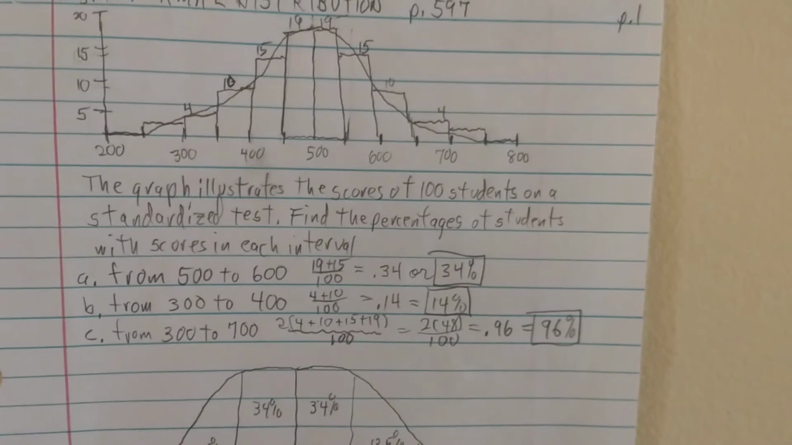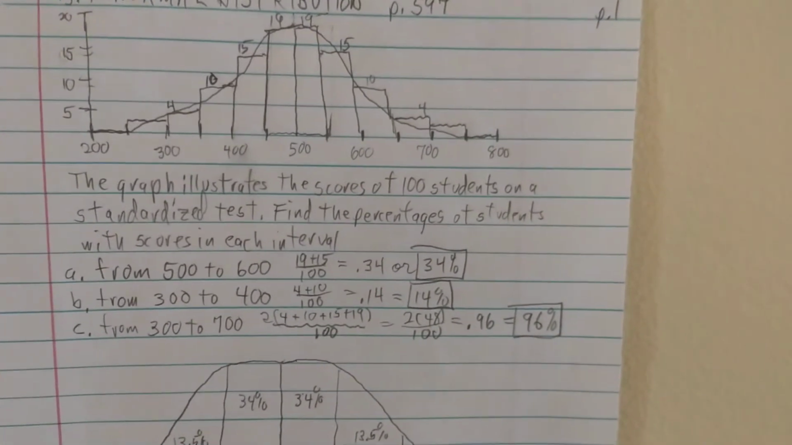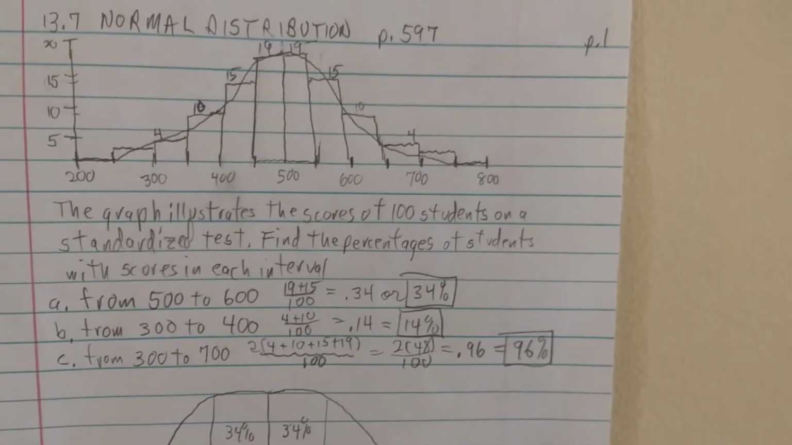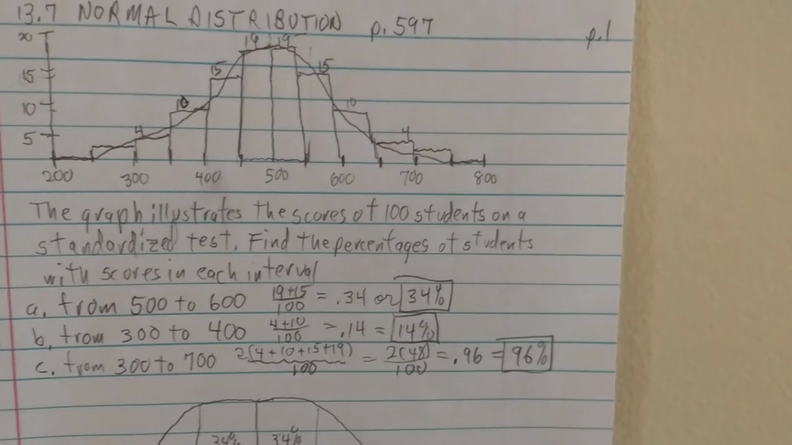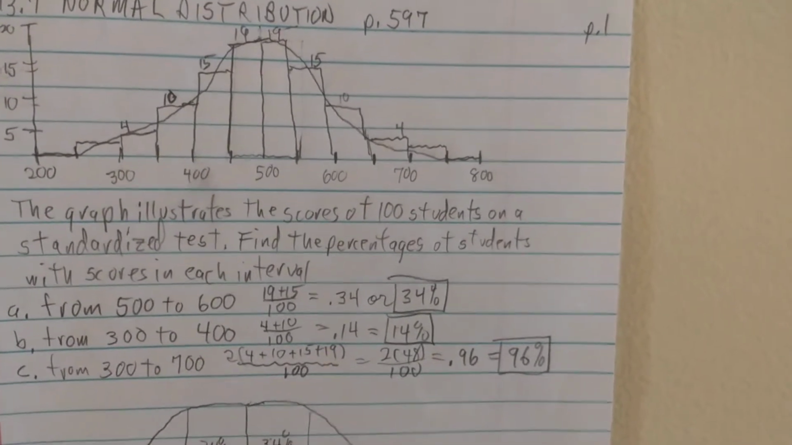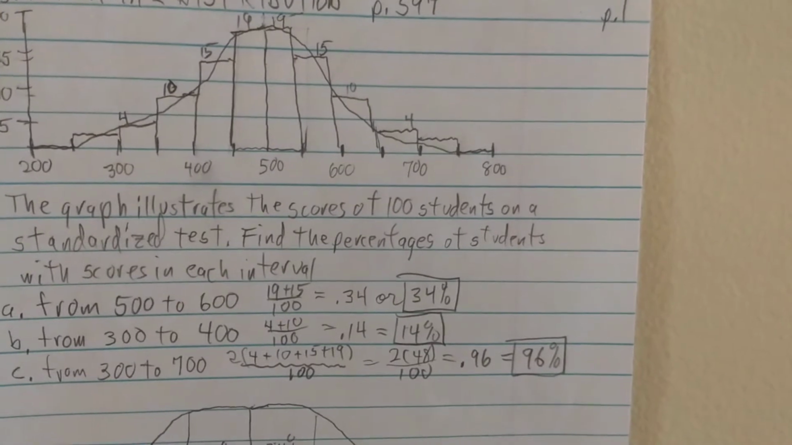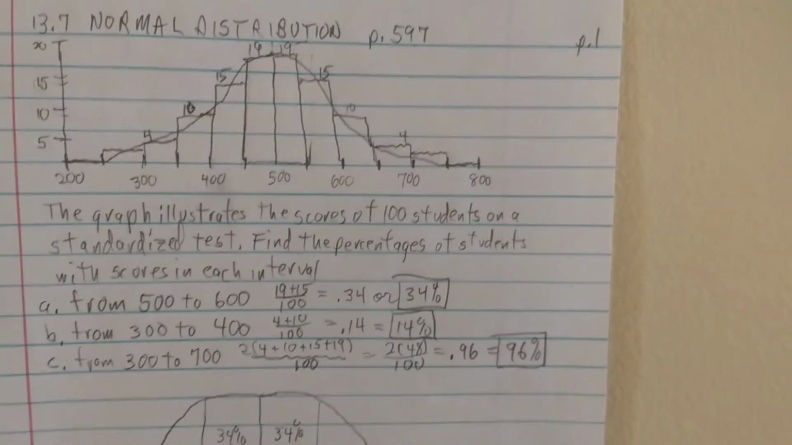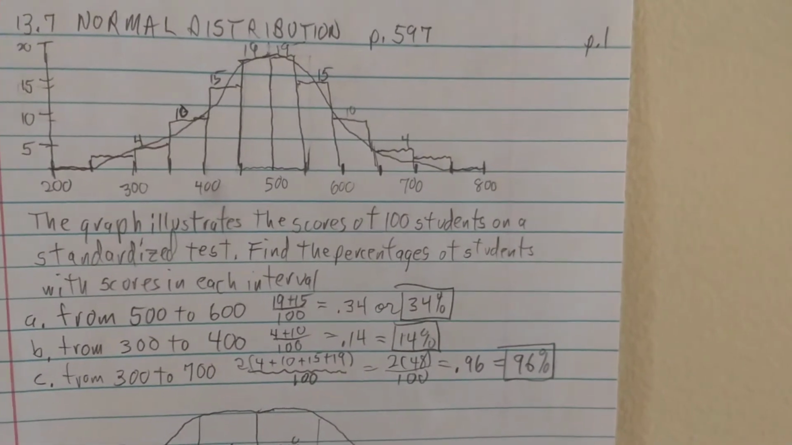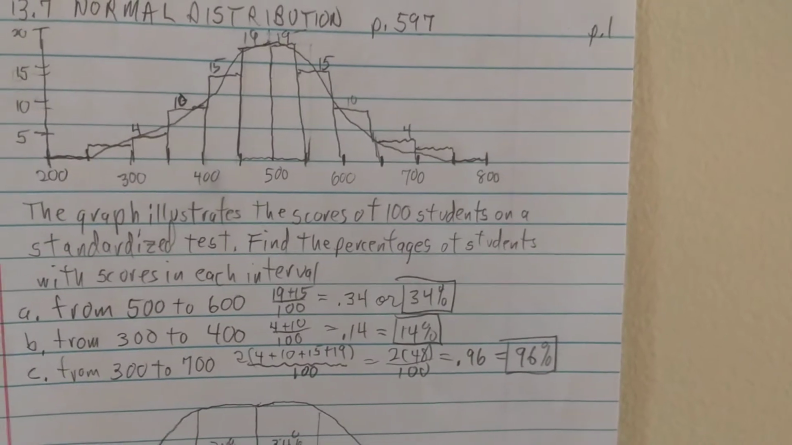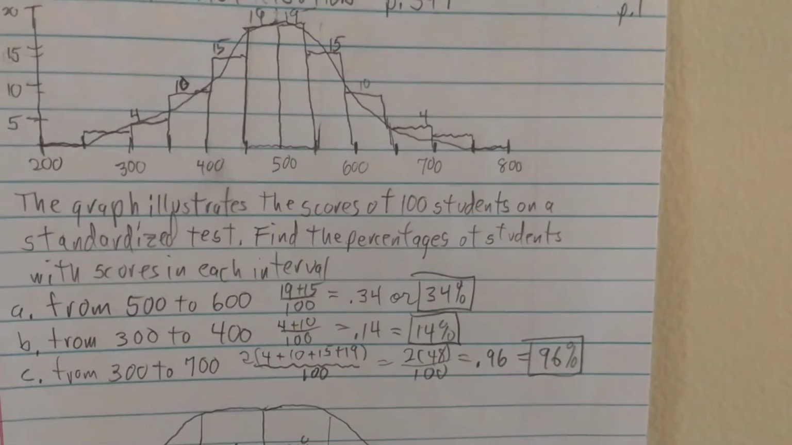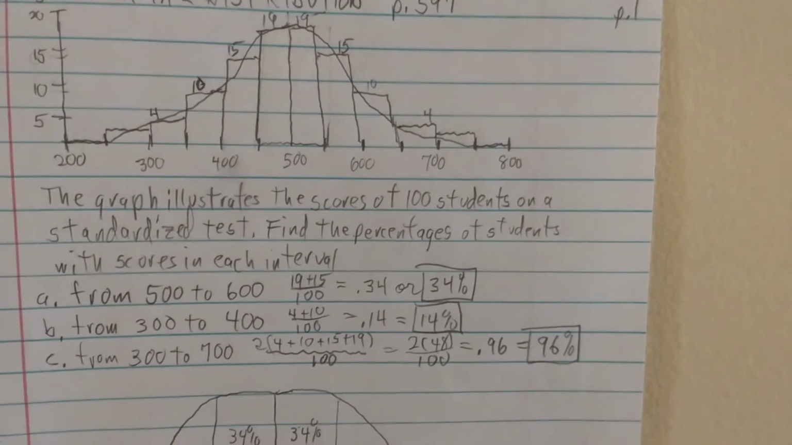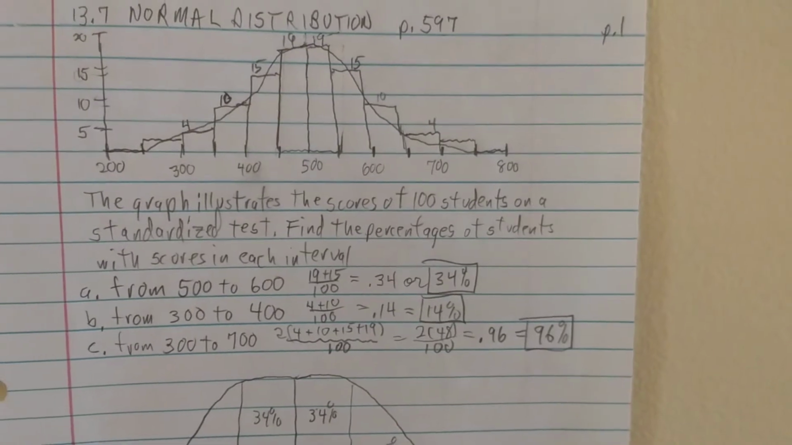Now from 300 all the way to 700 is going to be double the amount from 300 to 500, because it's symmetrical. The same amount on the left is on the right. So we'll look on the left. We're going to count the rectangle starting at 300, which is 4, the next one to the right 10, plus 15, plus 19, and we're going to double that because we have the same on the right going down to 700. So we're going to have 2 times 4 plus 10 plus 15 plus 19, which is 2 times 48, or 96 over 100, 0.96, or 96%.